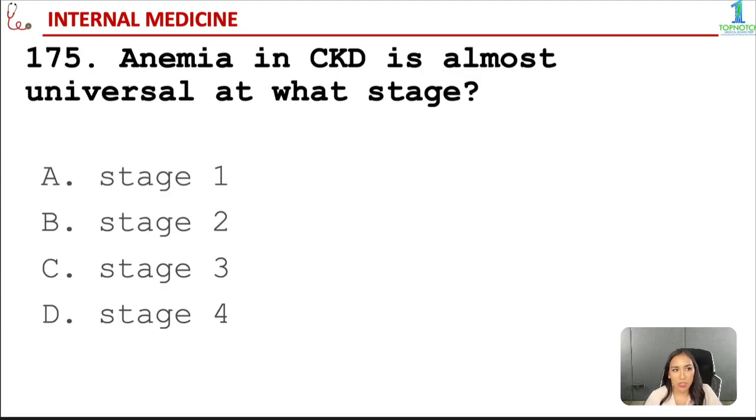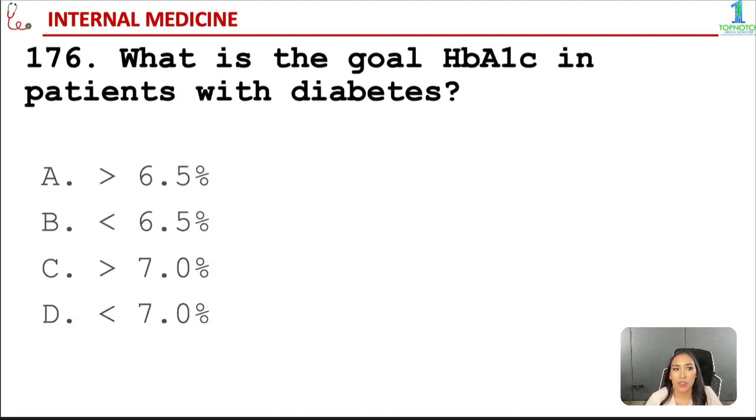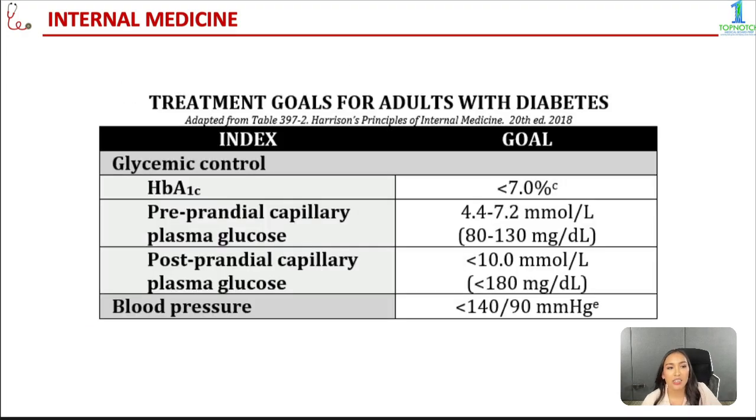Okay? 175, recall question. Anemia in CKD is almost universal at what stage? Stage 4. Okay? What is the goal HbA1c in patients with diabetes? It's actually less than 7. Okay, wag kayong malito ha. Kasi, ang goal natin for glycemic control is less than 7 yung HbA1c. And yung pre- and postprandial as follows.